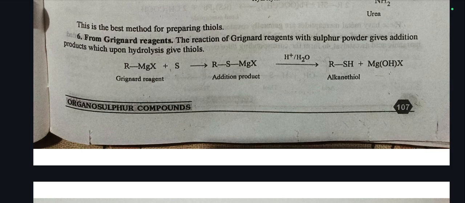The reaction of Grignard reagent with sulfur powder gives an addition product, which upon hydrolysis gives thiols. Grignard reagent RMgX, इसको heat करेंगे सल्फर पाउडर के साथ, then we can find the addition product RSMgX. और फिर we use water and H positive ion, then we easily find thiol.